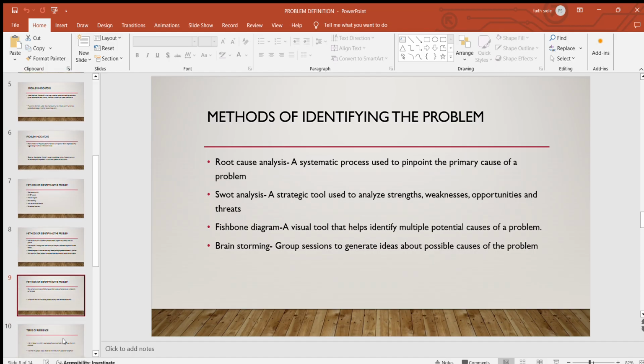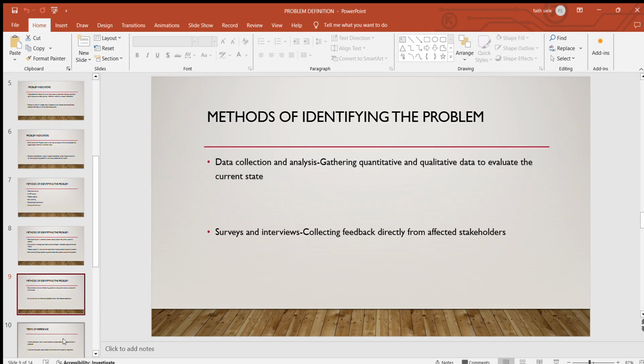Then we also have data collection and analysis. When it comes to data collection and analysis, it refers to gathering quantitative and qualitative data to be able to evaluate the current state. And this one helps in spotting trends. It may help in spotting bottlenecks or even deviations from expected performance.